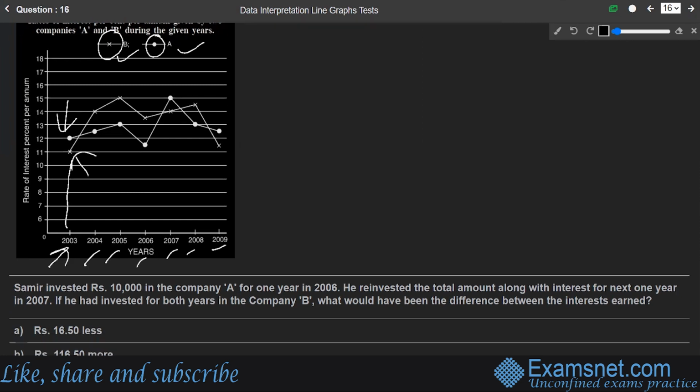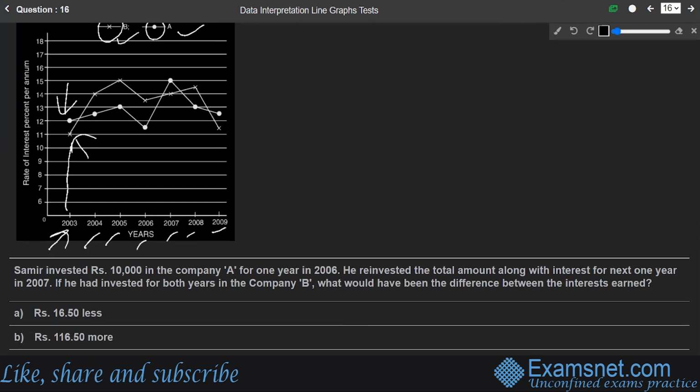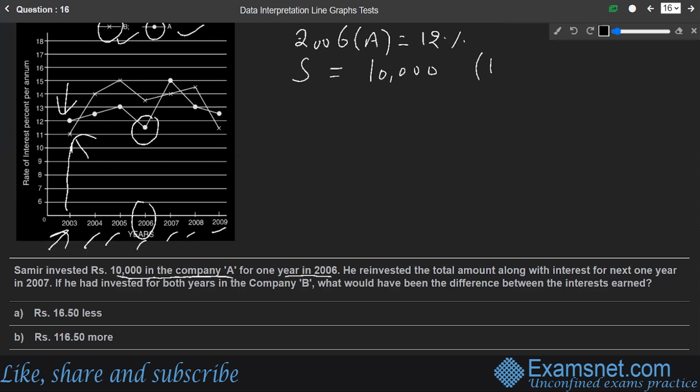Now let us take on the question. The question says, Sameer invested rupees 10,000 in company A for 1 year in 2006. In 2006, company A was offering clearly 12%. So Sameer invested 10,000 in this scheme for 1 year only. Then he reinvested the total amount along with the interest for the next 1 year in 2007.